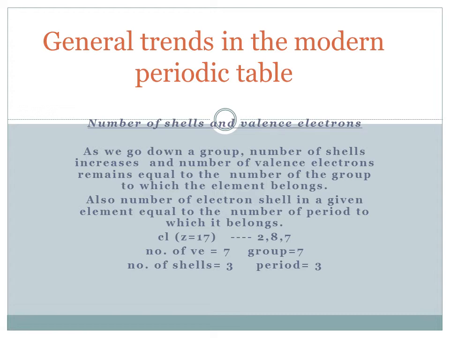So while writing the electronic configuration of an element, we can understand the group number and the period number to which the element belongs. Here we can say that chlorine belongs to group 7 and period 3. We say that it belongs to group 7 since it has 7 valence electrons and it belongs to period 3 since it has 3 shells.